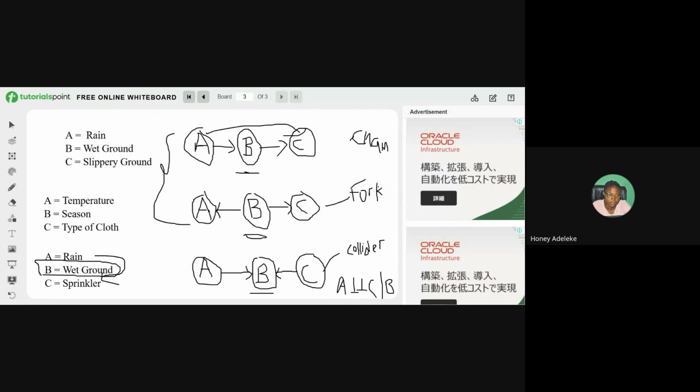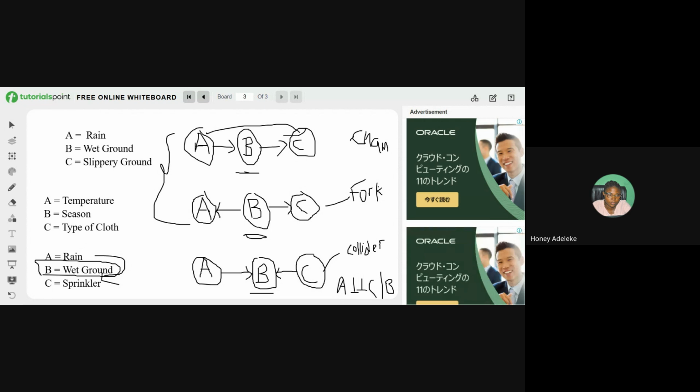That is the difference. Let me reiterate again. In your chain and your fork, once you observe your B, the path becomes blocked. But in your collider, once you observe your B, your path becomes active. Is there any question? Do we have any question? No, ma'am. Okay. All right, thank you.